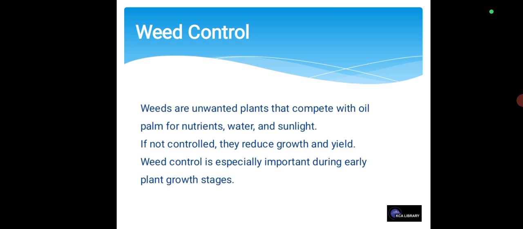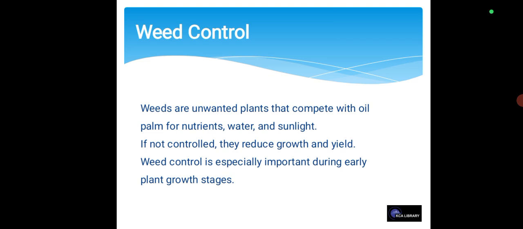Now, what are weeds? Weeds are unwanted plants that grow within or around the oil palm plantation. They are highly competitive and can significantly reduce crop performance. If they are not properly controlled, they compete with the oil palm and reduce its performance. So that is why there is a need to control weeds.